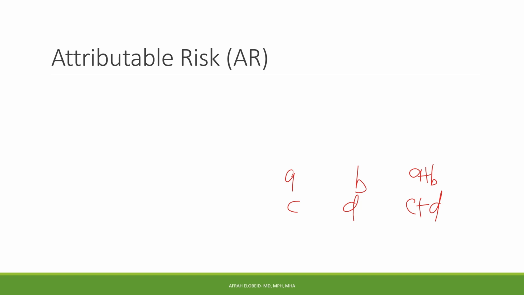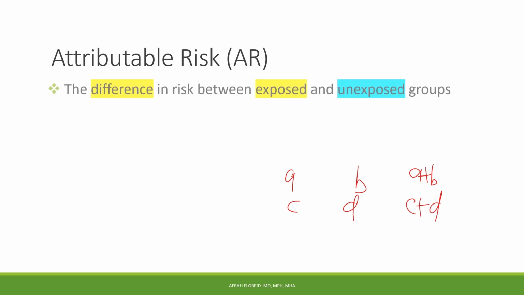And now let's move to another risk measure, which is the attributable risk. The attributable risk measures the proportion of the disease incidence that can be attributed to a specific exposure. In other words, quantifying the excess risk of disease in an exposed group compared to an unexposed group. And the word attributable means associated or related to. So we want to know how much of that disease is associated to a specific exposure by comparing the two groups, right? So the difference in risk between exposed and non-exposed means we subtract the two risks.